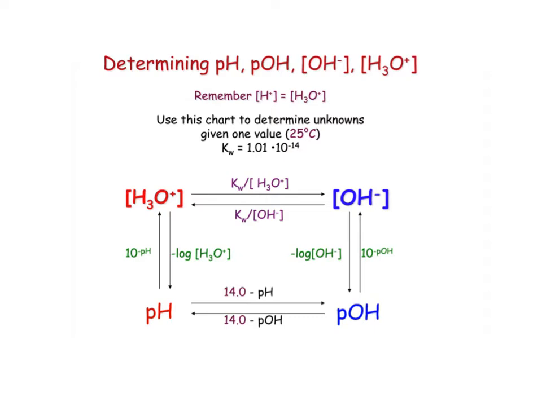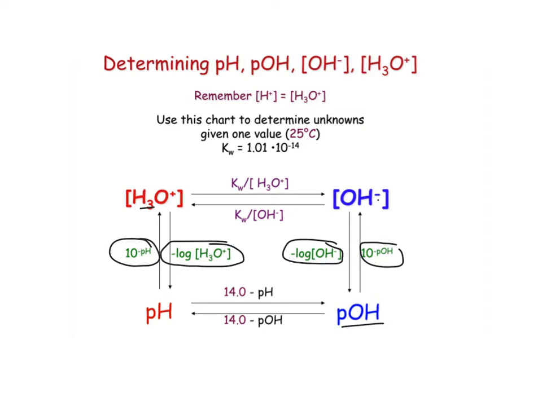So we do have some formulas. pH is the negative log of the hydronium ion concentration. If I want to find the hydronium ion concentration from the pH, I go 10 to the negative, whatever the pH is, as an exponent. That's how I go back and forth between those. If I'm talking about hydroxide ions, the negative log of the hydroxide ion concentration is my pOH. If I want to go back to hydroxide ion concentration, 10 to the negative pOH is my hydroxide ion concentration.